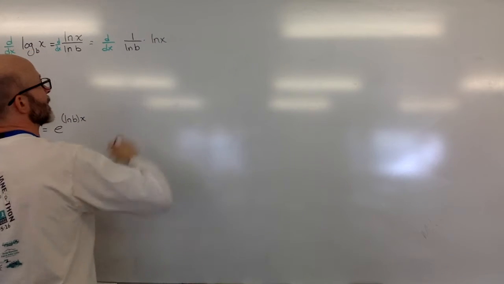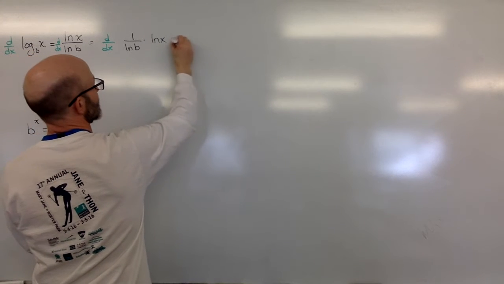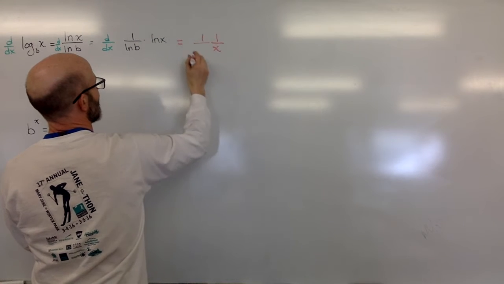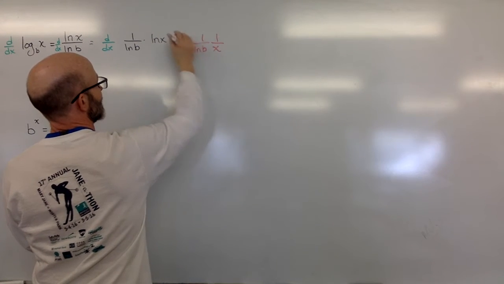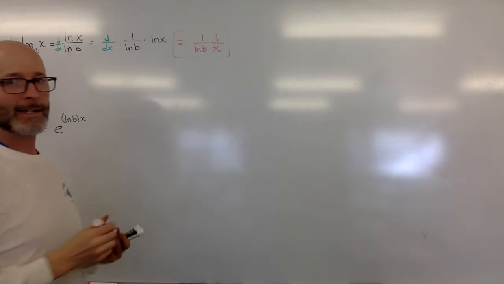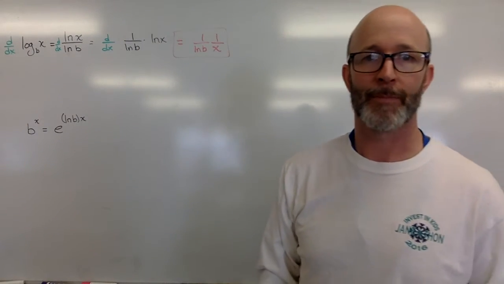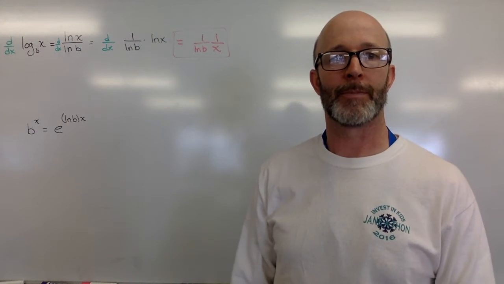It turns out the derivative of the natural log of x is, not surprisingly, 1 over x. But we still have that constant out front. 1 over ln b is a constant. It's just a number. That's our derivative rule.